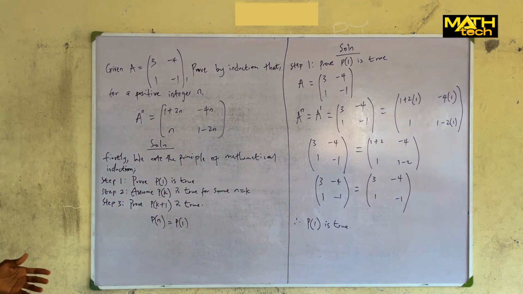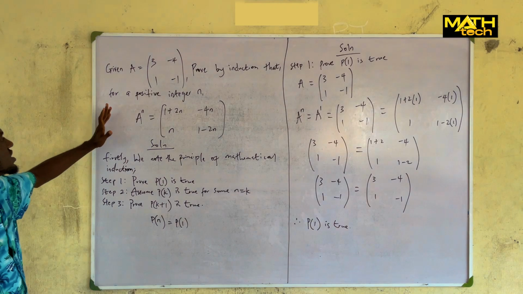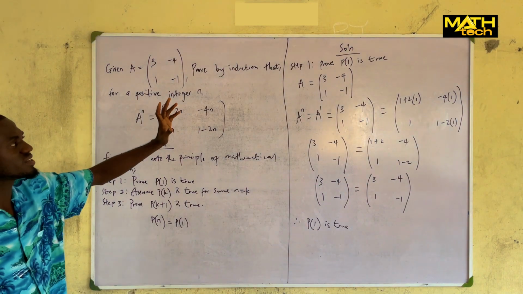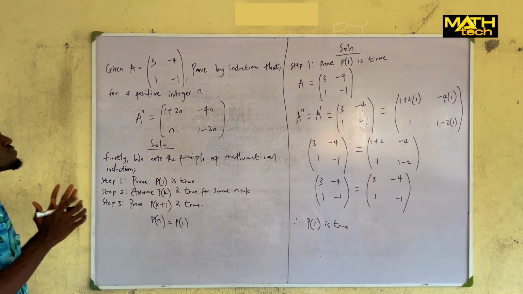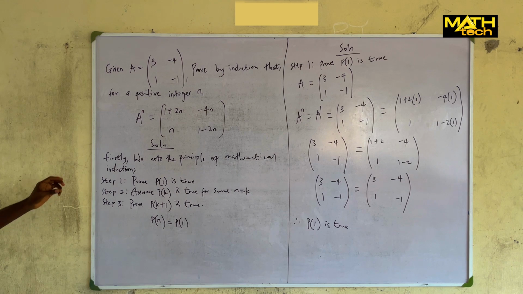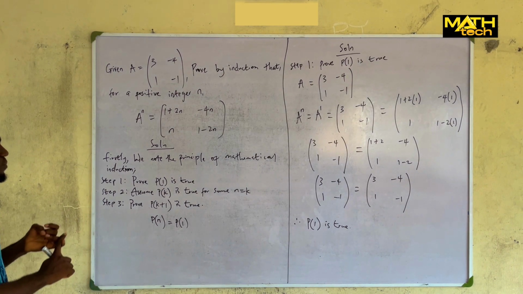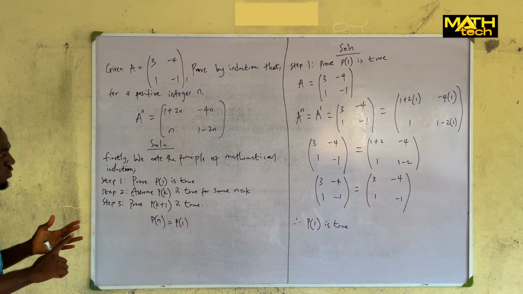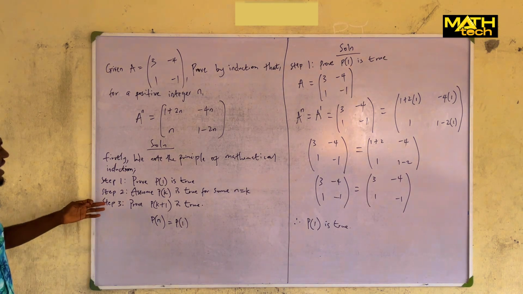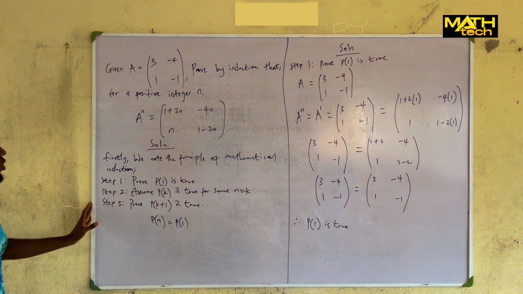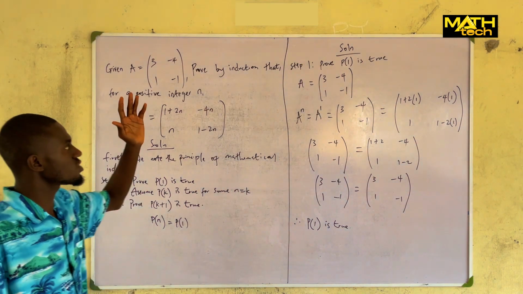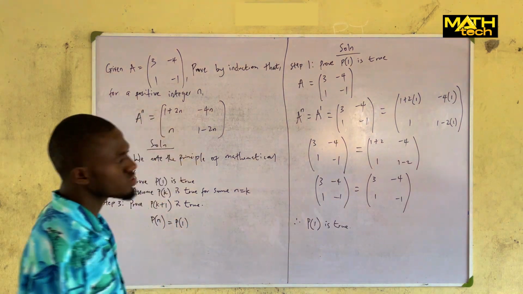So this is simple, but this does not prove if indeed the left hand side is equal to the right hand side. For you to prove this by mathematical induction, you must solve the first step. The first step must be true, and the assumption of the second step must be true. Then the third step must be true. So this is just for step 1. So let's go over to step 2.